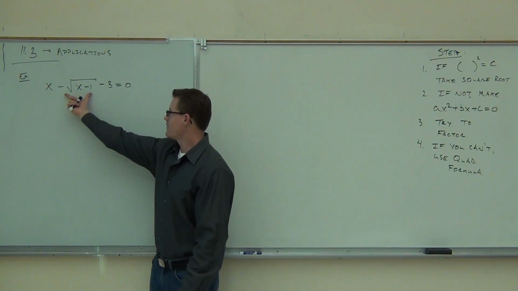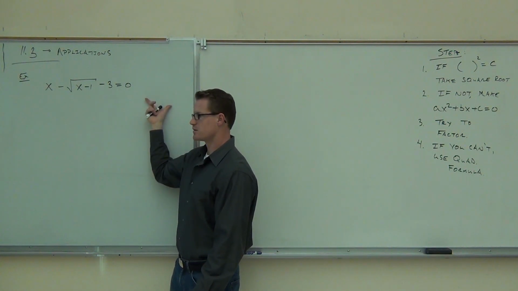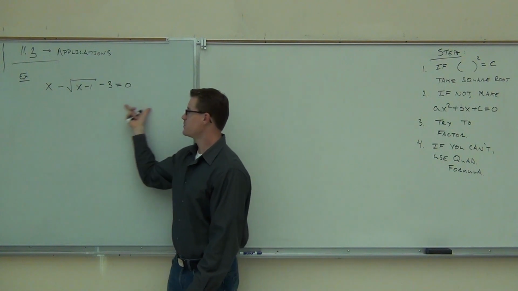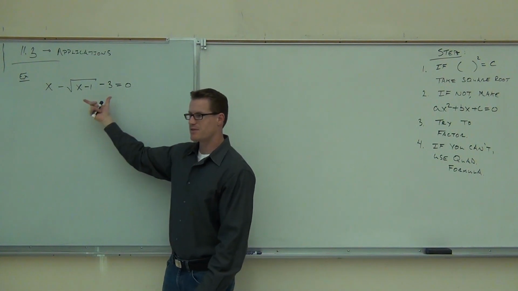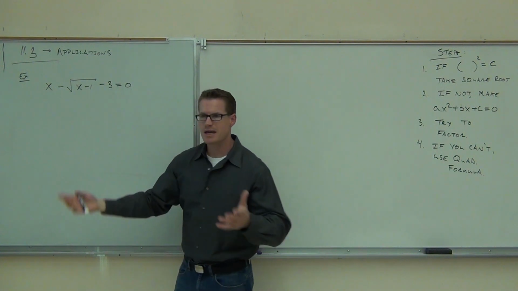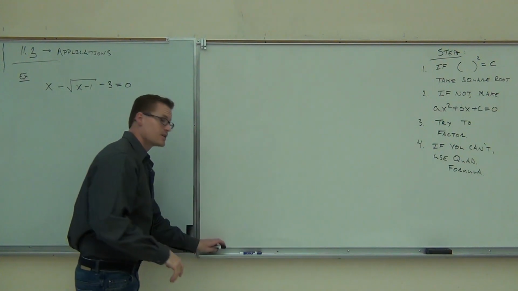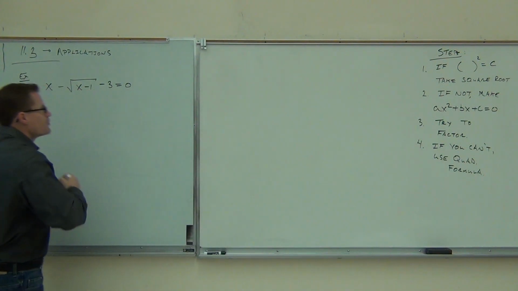Otherwise, could I add this whole thing to both sides? That would make this positive instead of having that negative. I don't want to screw up any negatives. So if it's a minus square root, maybe add that to both sides.